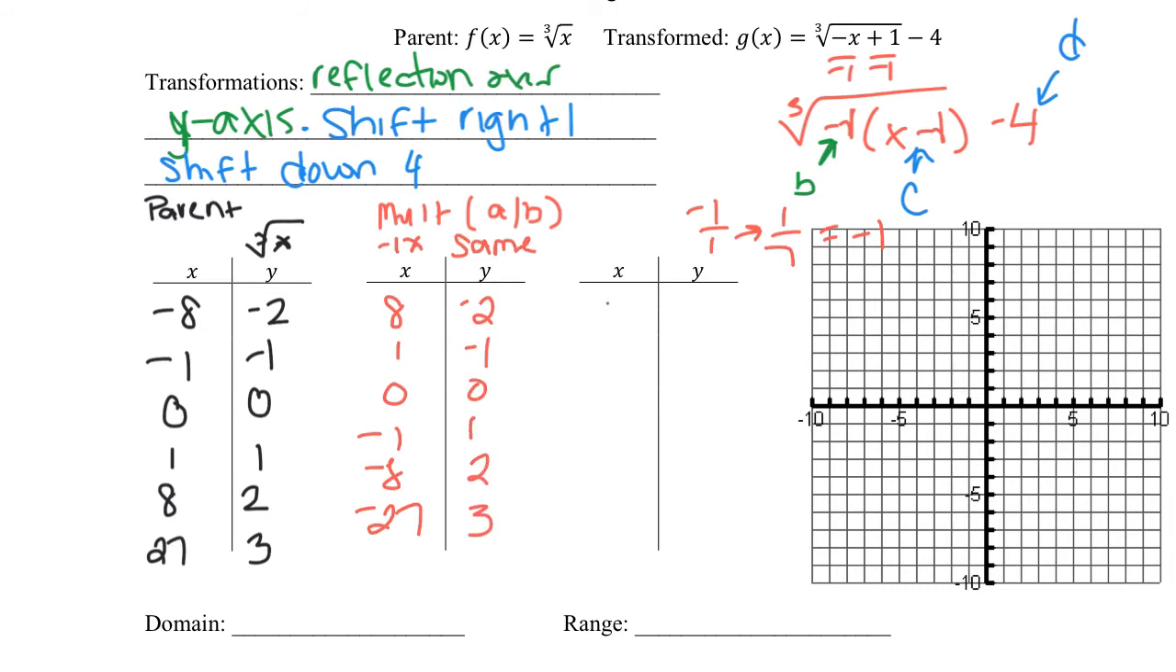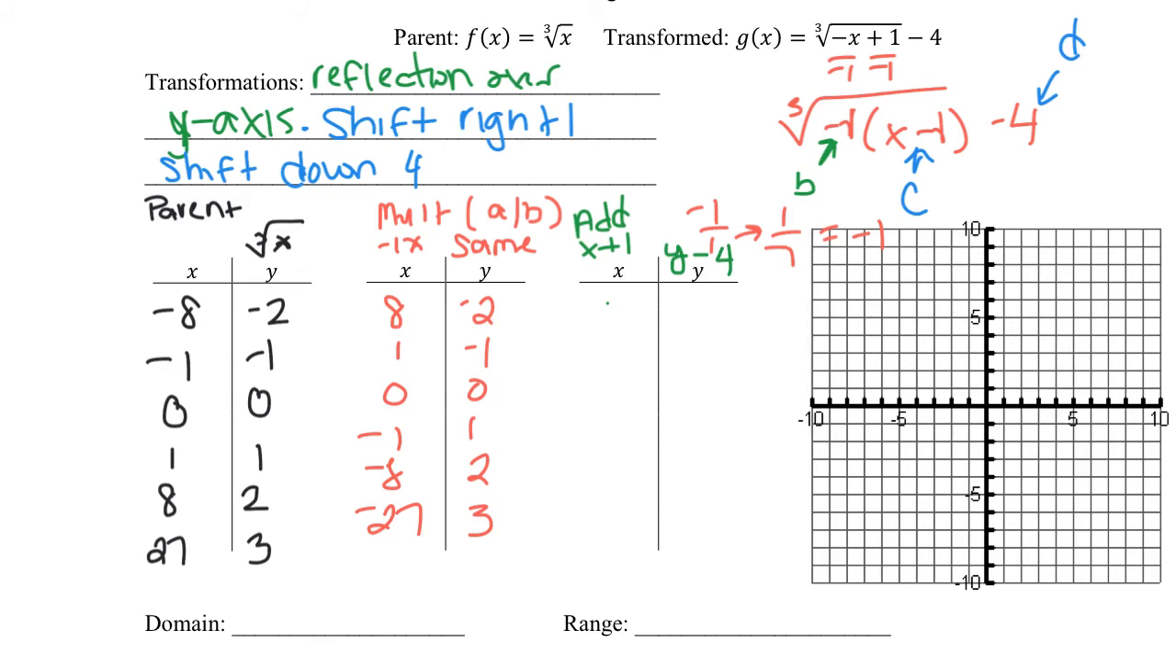Then the next transformation we have, add and subtract. So this is going to be our c and d parameters. So our c parameter will affect our x values. So since it's a -1, I'm really doing x plus 1. And our d parameter affects our y's. So this is going to be y minus 4. So we're going to add 1 to all the x's and take 4 away from all of the y's.